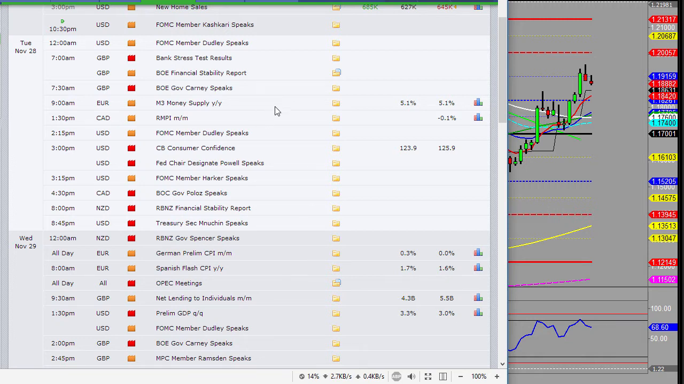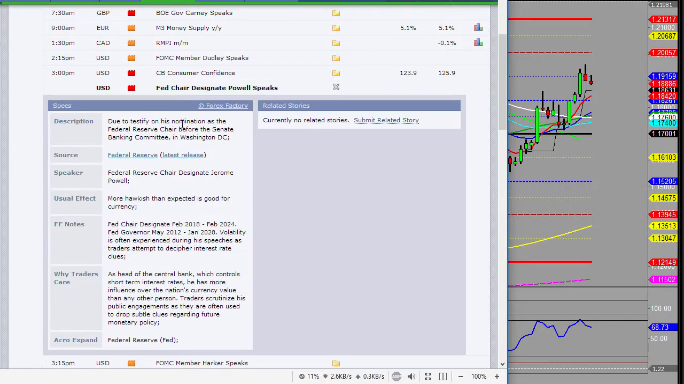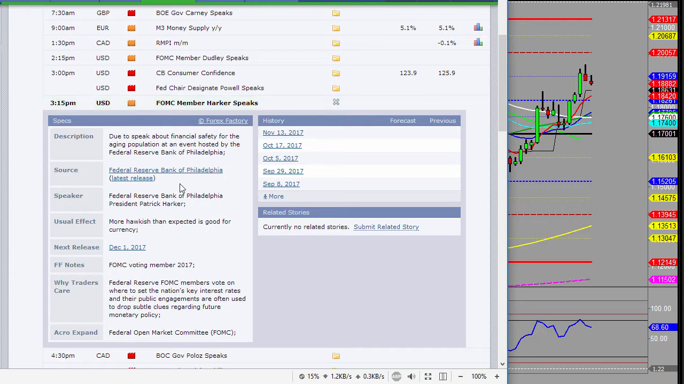Moving on to the rest of the data. We have the Fed Chair designate Powell speaking. He's due to testify at his nomination. I shouldn't think there'll be too much volatility from that, but it's more awareness that it's happening at that time. We do have other speakers. FOMC speaker Harker is speaking later on, due to speak about financial safety.